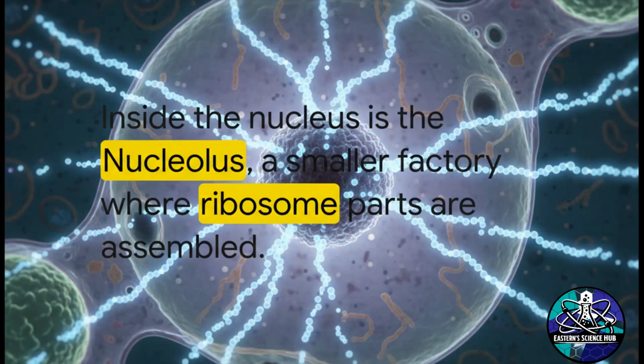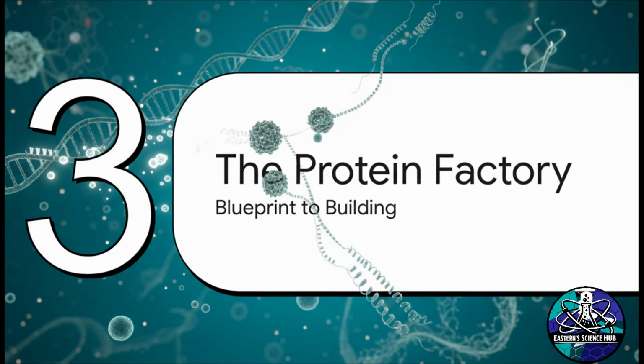Now, if we zoom in even closer, inside the nucleus, we find another special little area. It's called the nucleolus. The best way to think about it is like a small factory inside the main office, and its very specific job is to build the parts for these tiny machines called ribosomes, which we're about to meet right now.